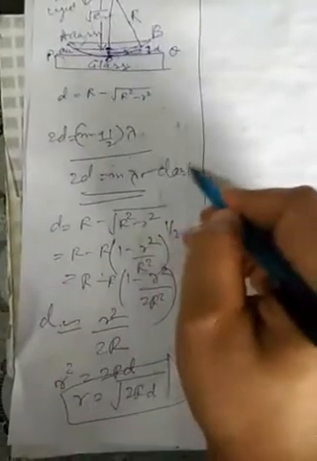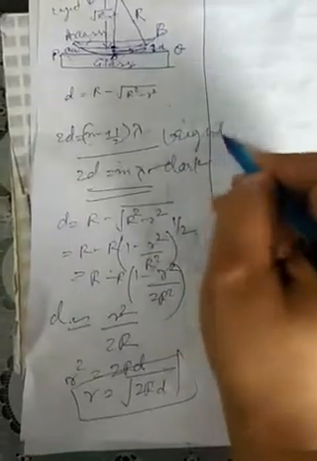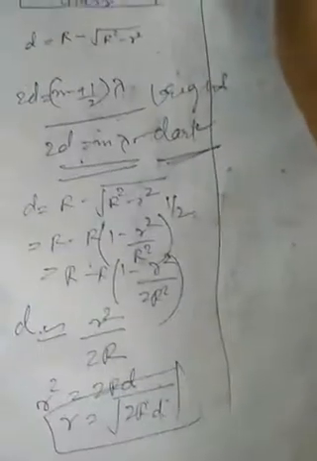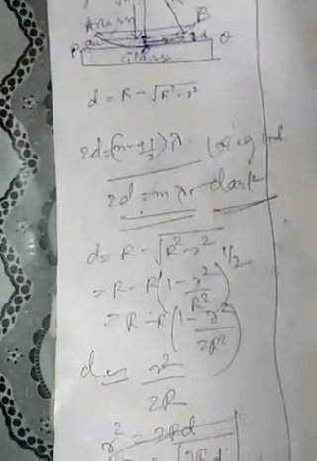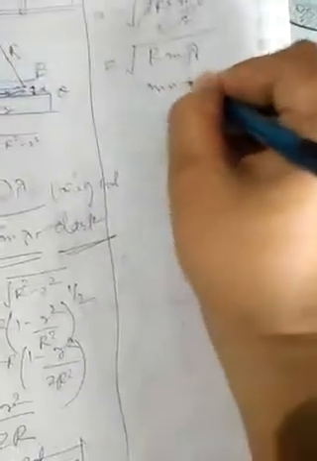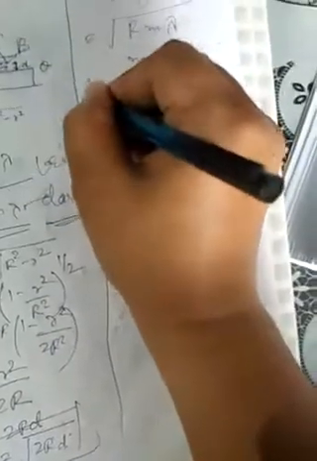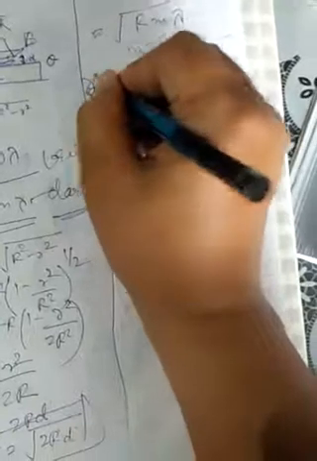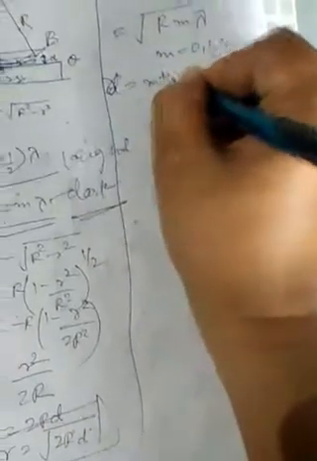Now this is for the condition for darkness, and the other is for brightness. For the dark ring, we will substitute the value of d from here into this equation. So the value of r is equal to the square root of 2R into d, where d is equal to mλ/2. So that will be equal to √(mRλ), where m could be equal to 0, 1, 2, 3. So this gives the mth dark ring, so the radius of the mth dark ring can be found out.